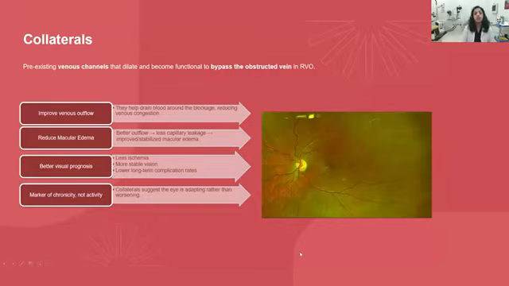So what are they? They are known as collaterals, and they are very important in RVO because they improve the venous outflow. They help drain blood around the blockage, reducing the venous congestion. They reduce macular edema. They cause better outflow, less capillary leakage, and improved or stabilized macular edema. They have better visual prognosis because of less ischemia, more stable vision, and lower long-term complication rates. And it's a marker of chronicity and not activity. So collaterals suggest that the eye is adapting rather than worsening. So it's a very nice natural mechanism of the eye to combat RVO.